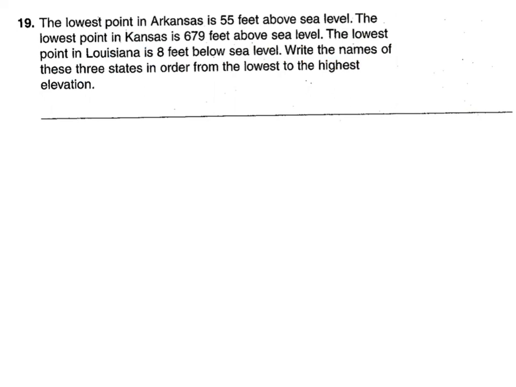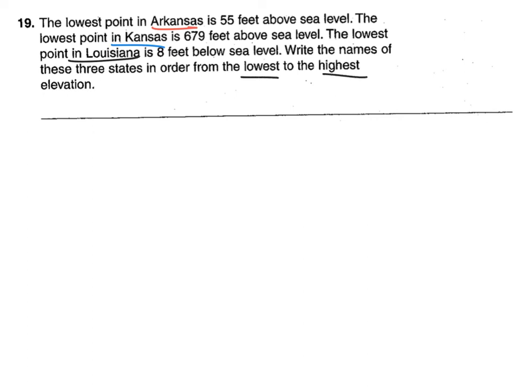All right, and our last problem that we're going to look at is a different kind of problem. It's a word problem, but really it's just the same type of problem we were dealing with before. They just gave us a real world scenario so we can see what this would look like in real life. So let's start by looking at what they're asking us to do. We're given 3 different states: Arkansas, Kansas, and Louisiana. And they want us to put these in order from the lowest elevation to the highest.